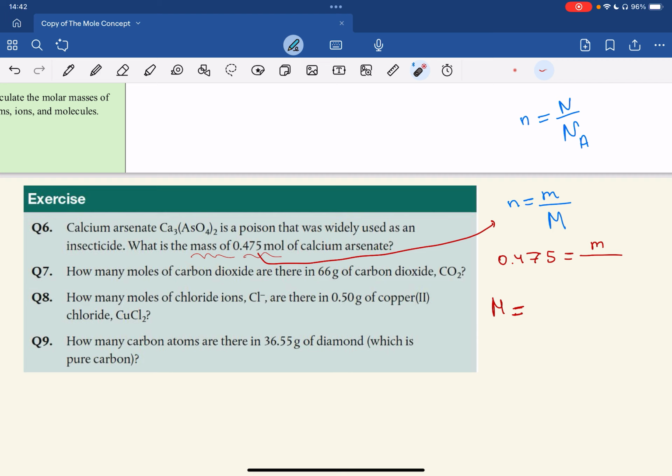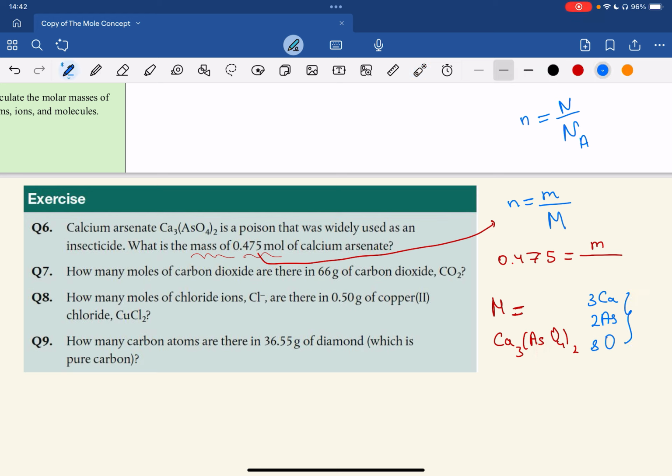So first of all, we need to find this. I always use this method. This is Ca3(AsO4)2, yes? So how many calcium do we have? We have 3 calcium in this molecule. We have how many arsenic? 2 arsenic. Why? Because 2 is for this. How many oxygen? We will have 8 oxygen. Please don't forget that. 2 arsenic, 8 oxygen, 3 calcium.